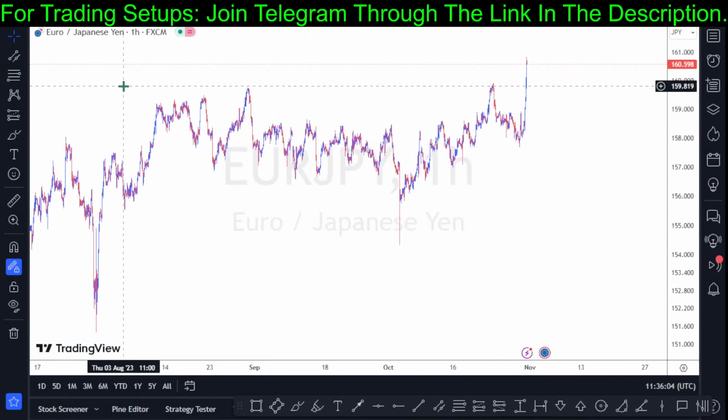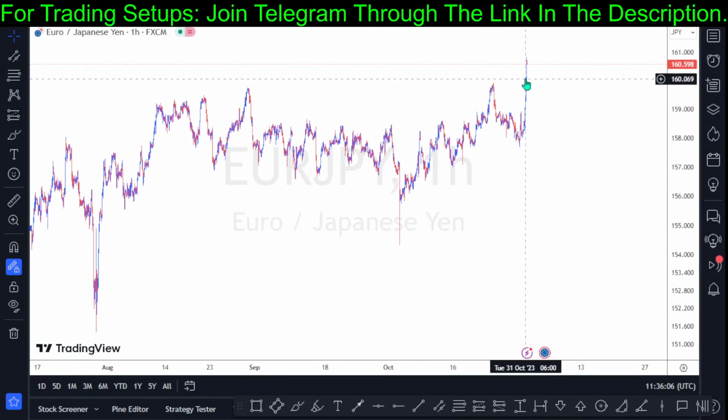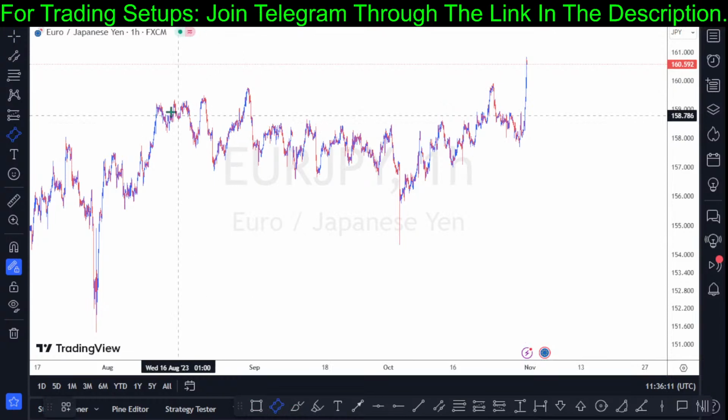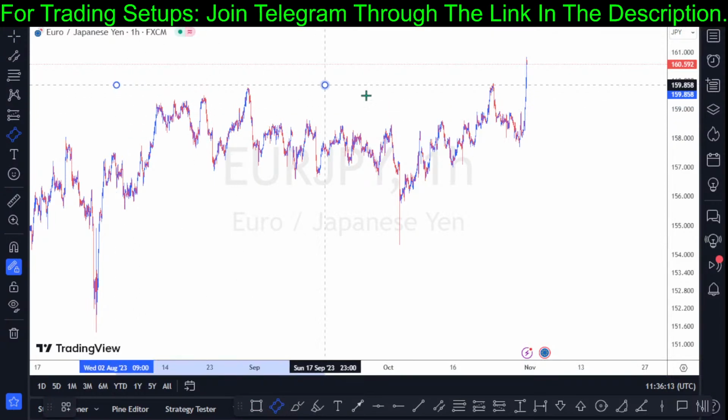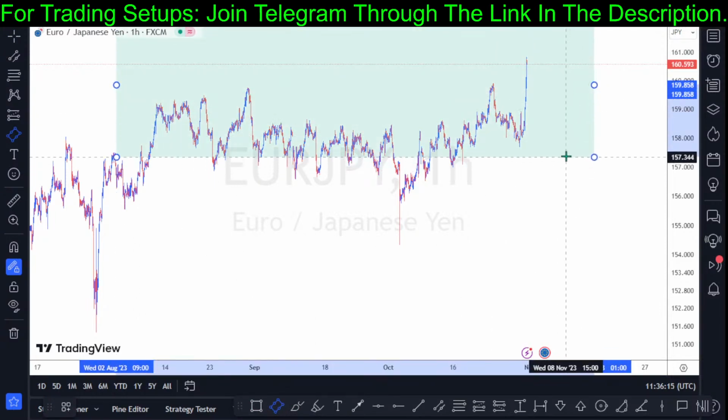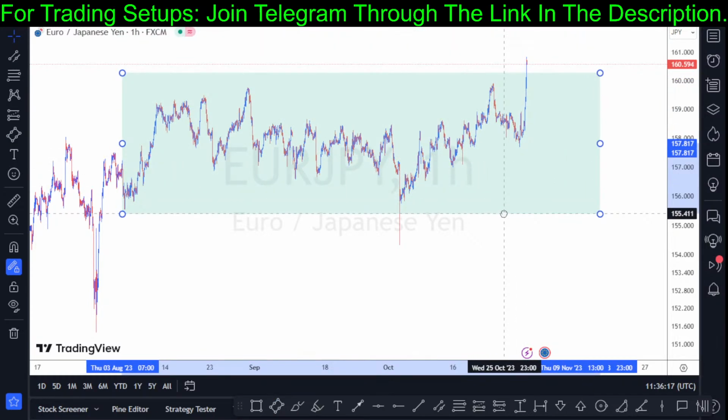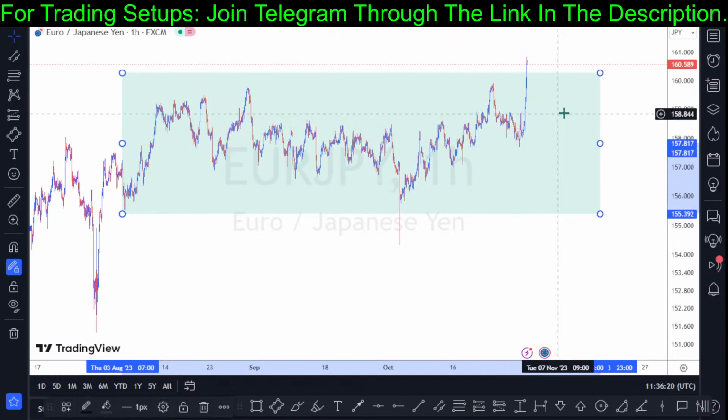On the 1 hour chart, price is making a breakout. But based on what I can see right here, I don't trade this type of market structure. To me, this market structure right here is just like chasing the trend.